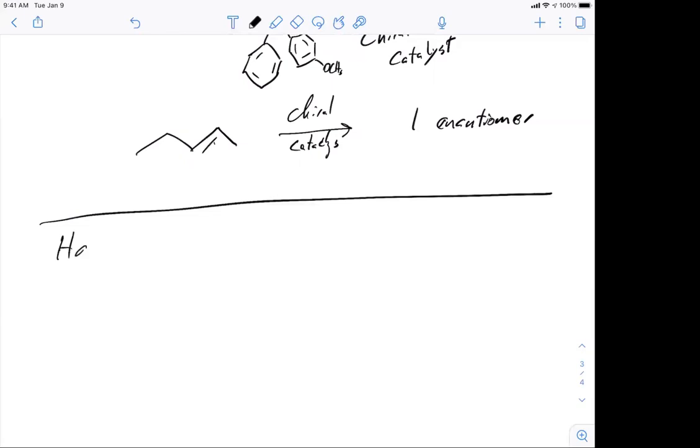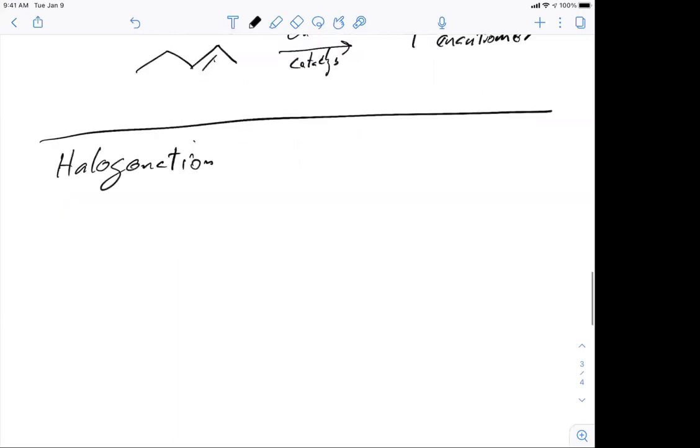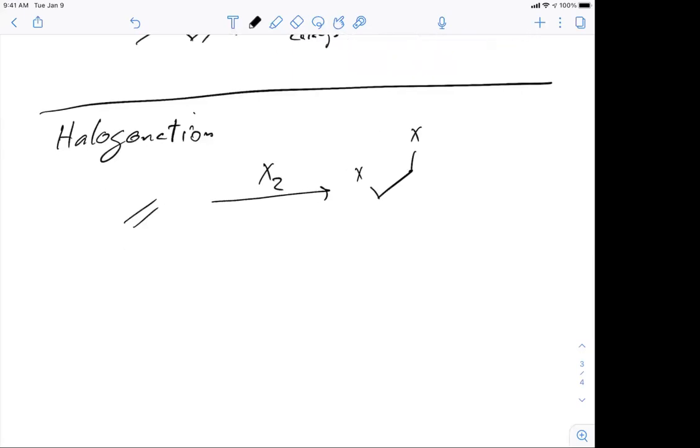Okay, so now let's look at halogenation. Generically, it's going to be taking a halogen and adding it across. We have slightly different mechanisms depending on what we have. I'm going to focus on bromine.